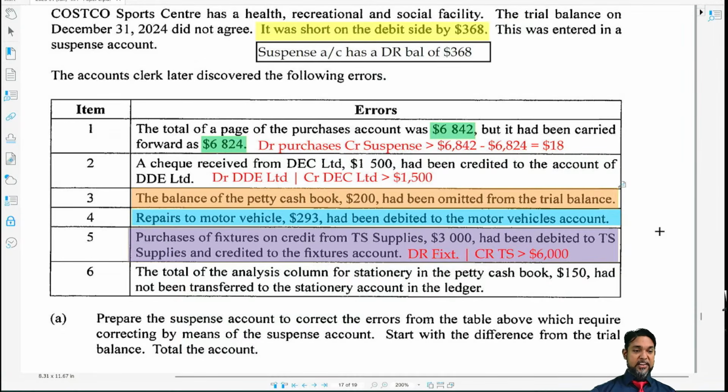All right, okay, we have one more. Total of the analysis column for stationery in the petty cash book, 150, had not been transferred to the stationery account in the general ledger.